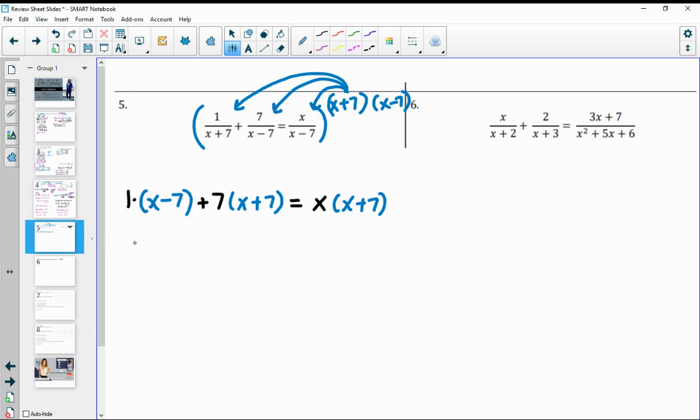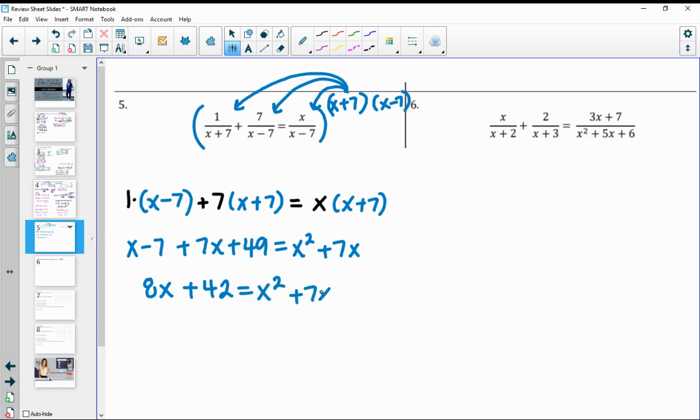So now let's expand these. So we just have x minus 7 here. We're going to distribute the 7 in. So we'll get 7x plus 49. And then here we'll distribute the x in. So we'll get x squared plus 7x. So you can combine your like terms over here first if you would like to. So x and 7x is 8x. Negative 7 and positive 49 is positive 42. That equals x squared plus 7x.